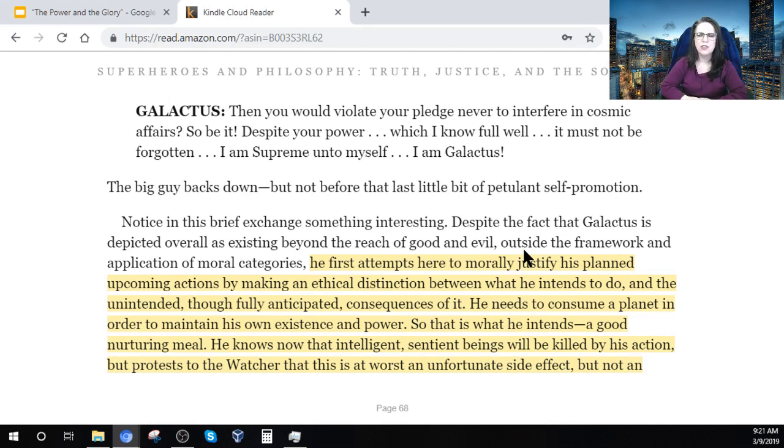I am Galacticus. So the big guy backs down, but not before that last little bit of self-promotion. And of course, Galacticus is talking about himself in third person.